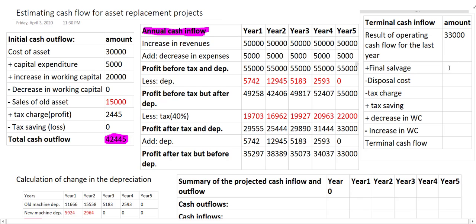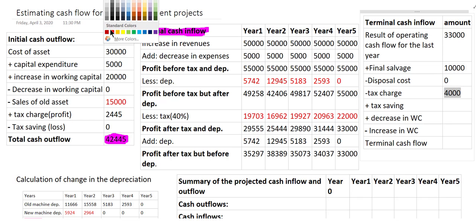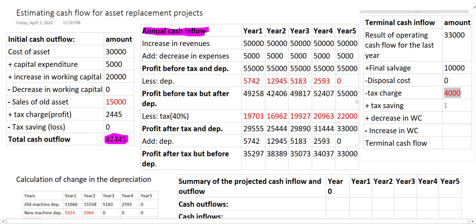So now we have it. If you have it, please mention it. How much was this one? 10,000. Regarding disposal cost, nothing is mentioned here, but of course, if you sell the salvage at the end, it means you made a profit. So on that one, you have to pay tax. 40% is the tax. So out of 10,000, 40% means 4,000 should be paid as tax. So it is the minus amount, so we have to take it with the red. There is no tax saving, so leave this one.